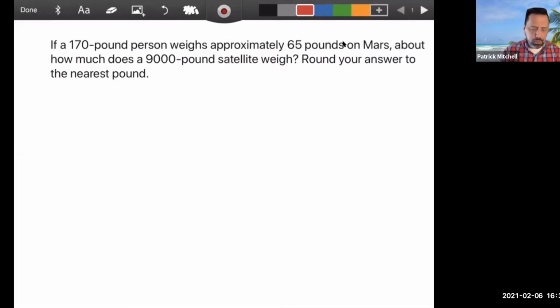All right, starting with the Martian problem. If a 170-pound person weighs approximately 65 pounds on Mars, about how much does a 9,000-pound satellite weigh? And then they want us to round our answer to the nearest pound. So let me get my calculator ready. All right. So proportions are actually pretty easy to set up.